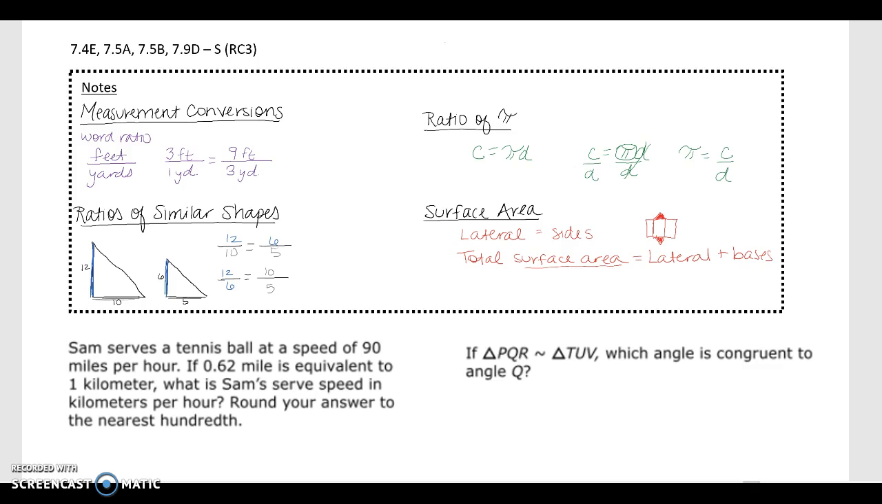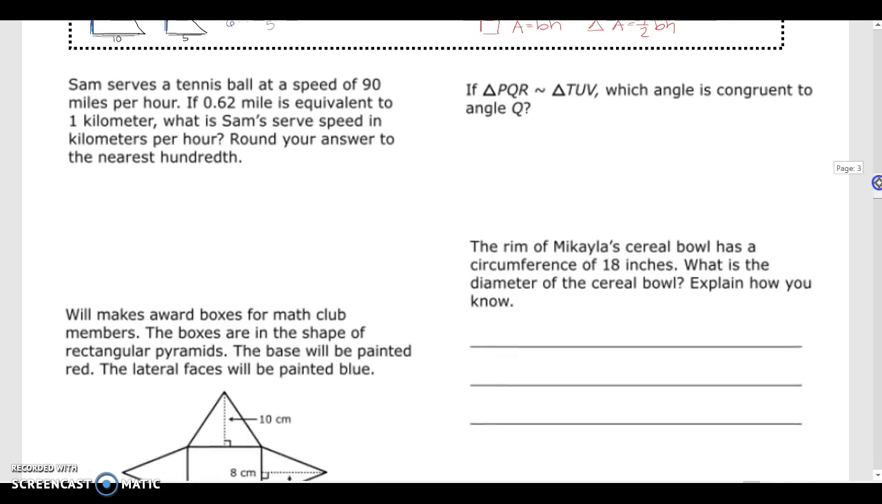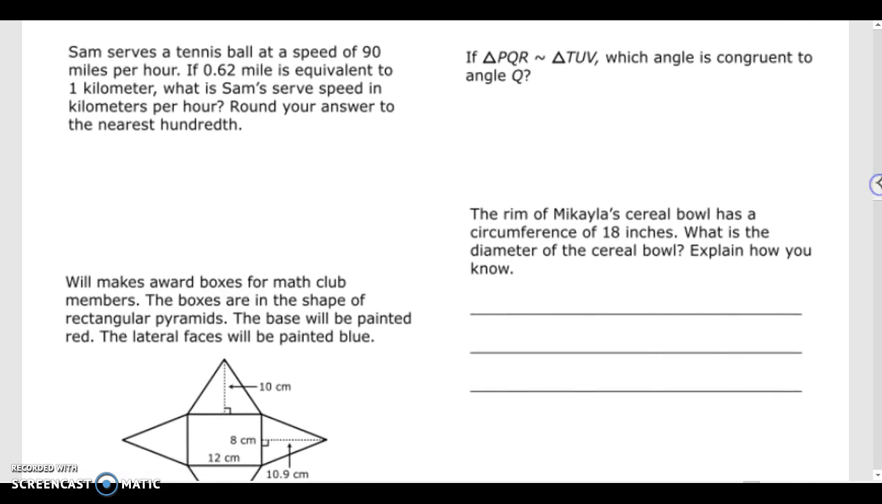So if you have a rectangle or a square, we're going to use area is base times height. And if you have a triangle, we're going to use area is 1/2 base times height. And then you're going to add each surface together. Okay, so now that we went over notes, let's take a look at a couple problems together.